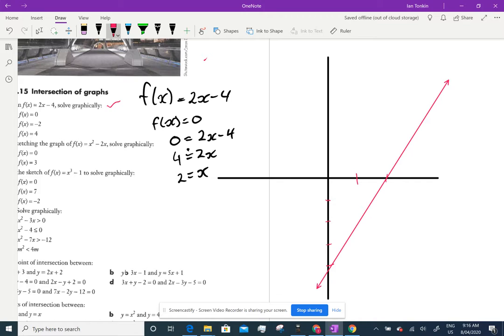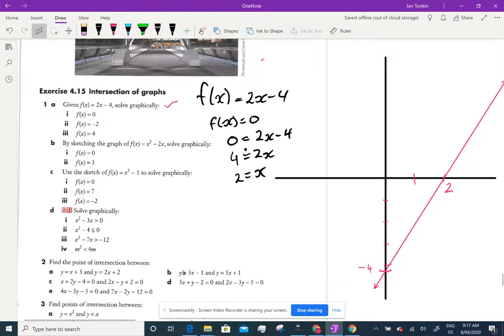Now, this is minus 4, and this is 2. To find graphically f of x equals 0, you're just looking at this line here. And there it is. And we already did it algebraically. But what about f of x equals minus 2? Well, then what I have to do, and again, I'm going to try this, I have to draw a line through minus 2.